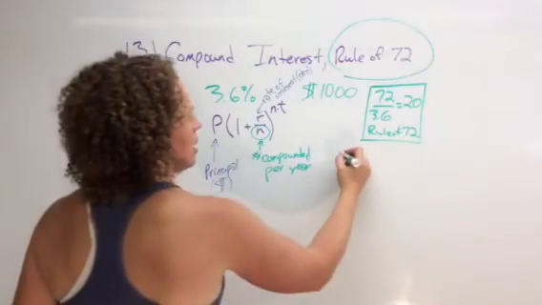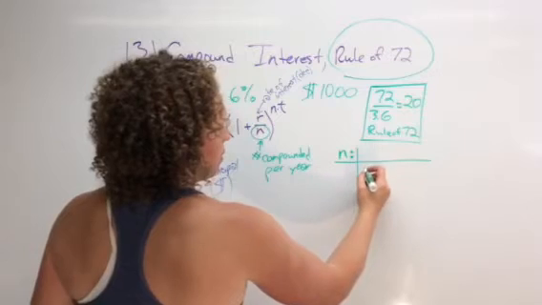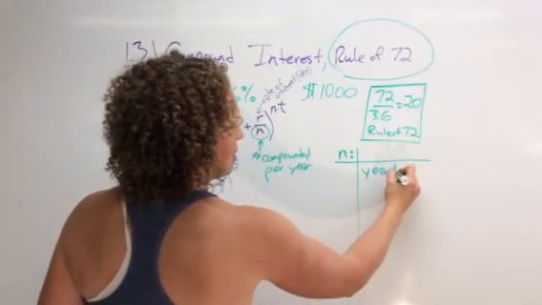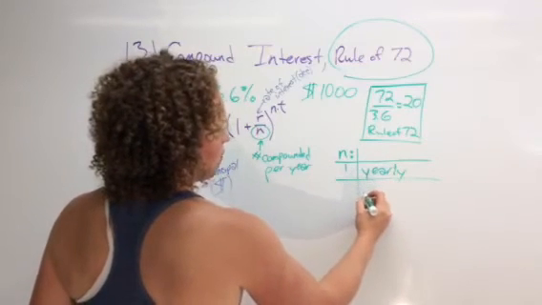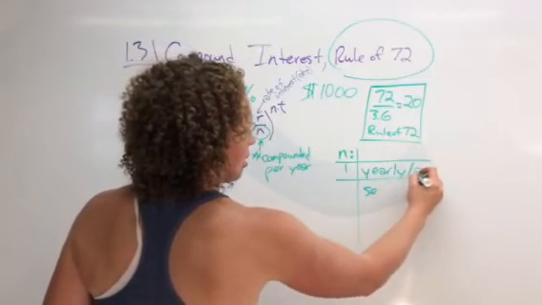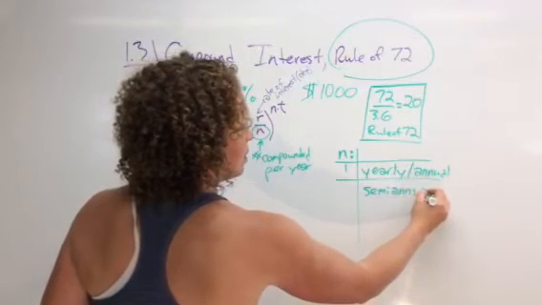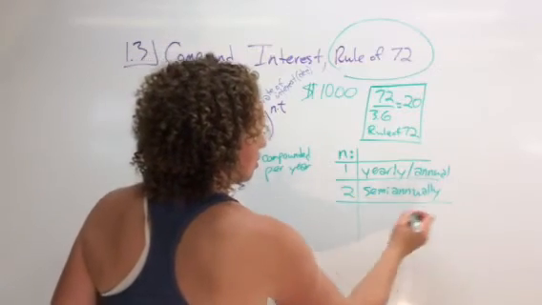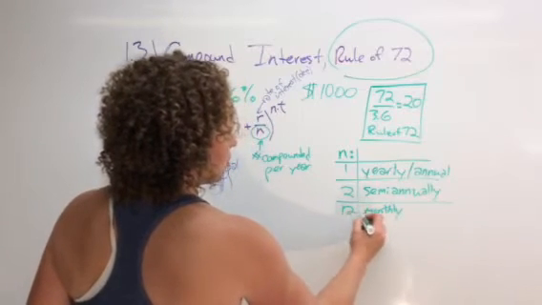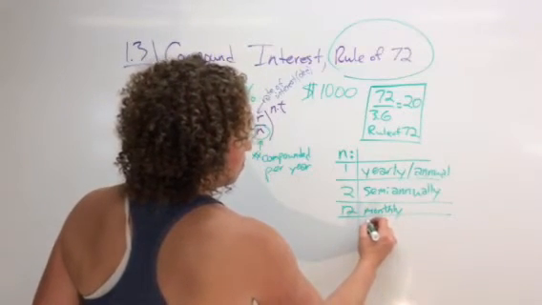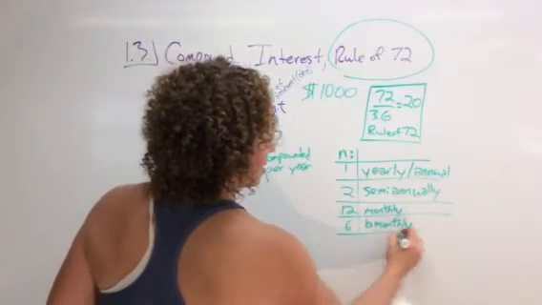So we're going to do a little n chart over here. If it's compounded yearly, n equals 1, because you're just making 1 yearly compounding. If it's semi-annually, or this could be annually too, then that's 2 times a year, so we make it 2. If it's monthly, then that would be 12. If it's, I think they call it bi-monthly, that would be 6, because that's every 2 months.